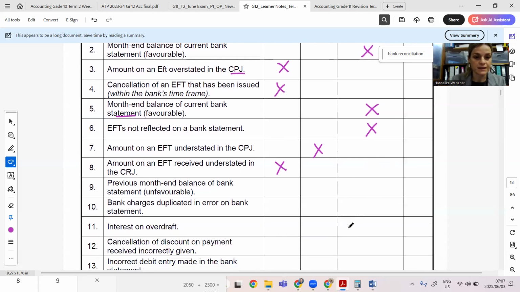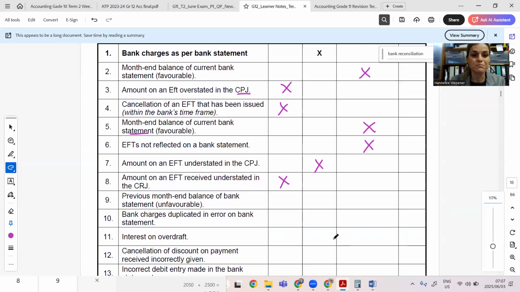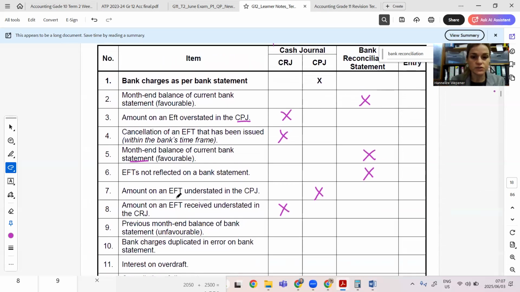Okay, so the previous month end balance of the bank statement was favorable. So the previous month, you're not going to include the previous month's bank statement balance anywhere because you are now looking at the current month. So there's no entry there. Bank charges duplicated in error on the bank statement. So the bank statement has the error. You are not going to now record that error in your books. You are going to indicate on the bank reconciliation statement that the bank has to please now fix this for you in the next month.